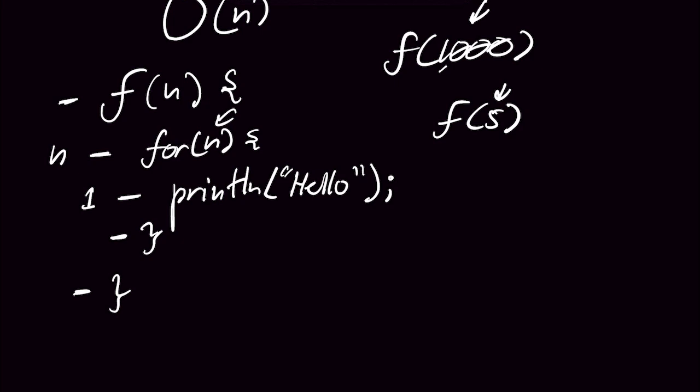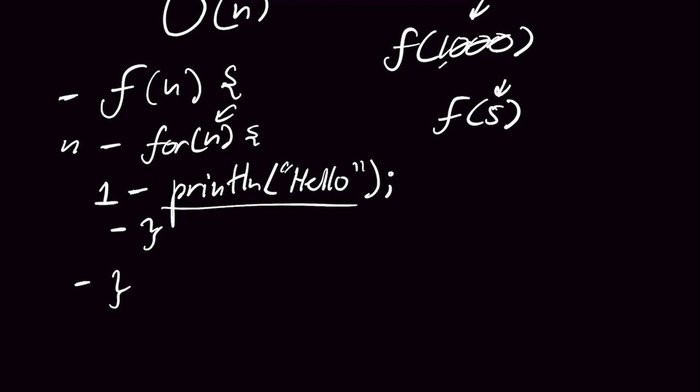And so technically, if we were considering a print line to be a constant, this would be O of n plus 1, which would still be O of n, because we drop constants, because, let's say n is equal to 10,000.